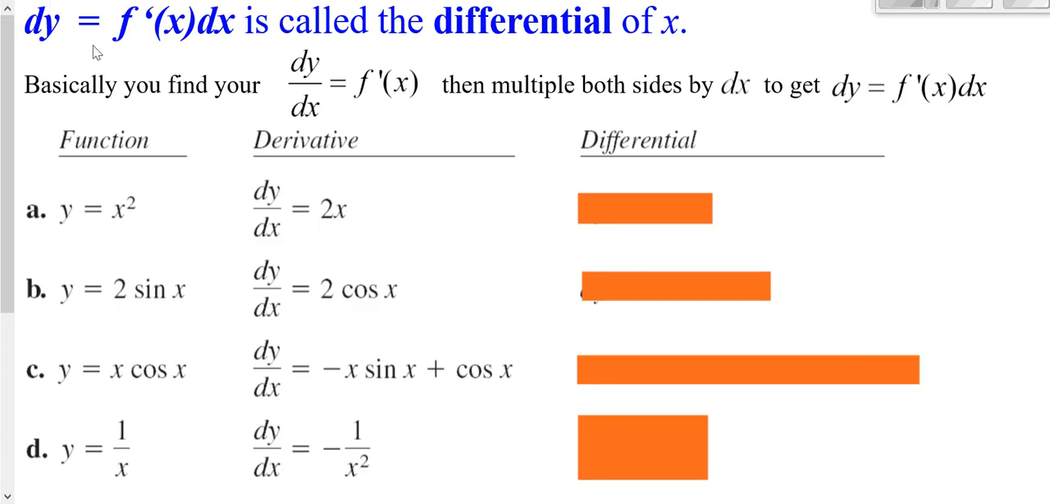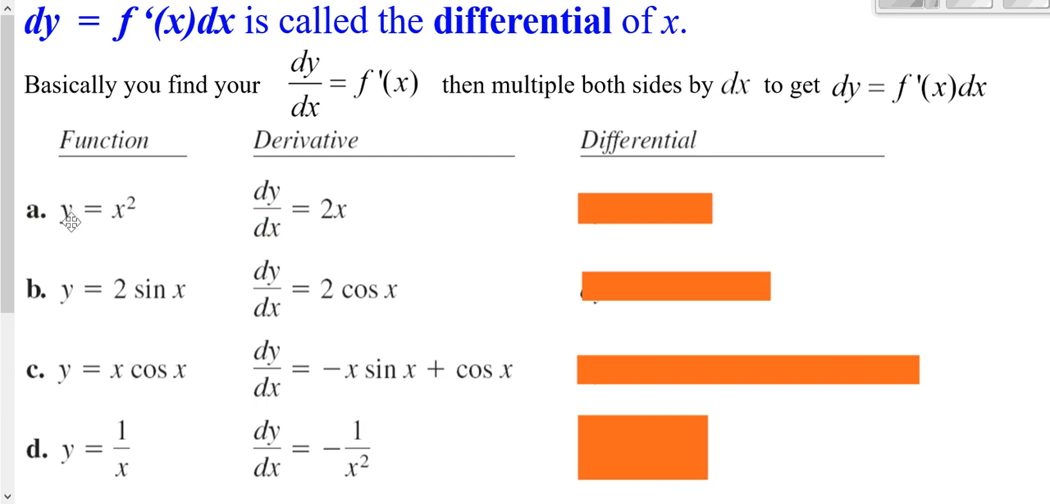Now we're going to take a look at differentials. A differential is, instead of dy over dx, just dy. Basically, it's taking your derivative and putting a dx by it. So in other words, instead of having dy over dx, once you get your derivative, you basically multiply both sides by dx. That's what a differential is.